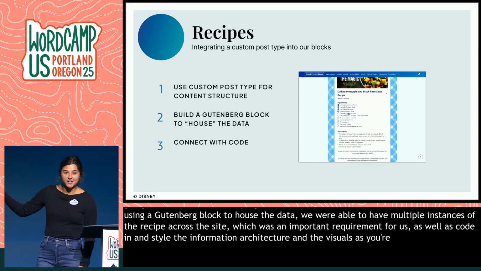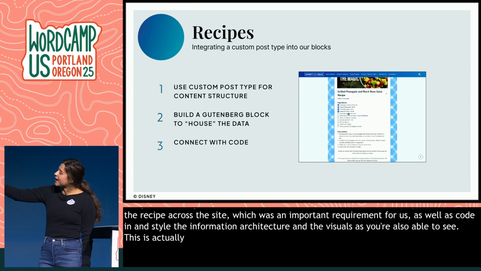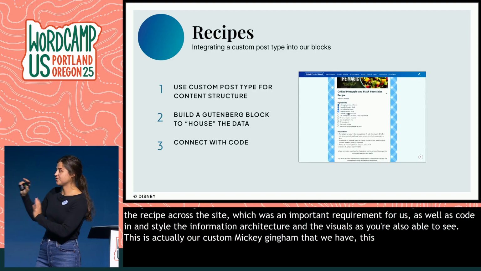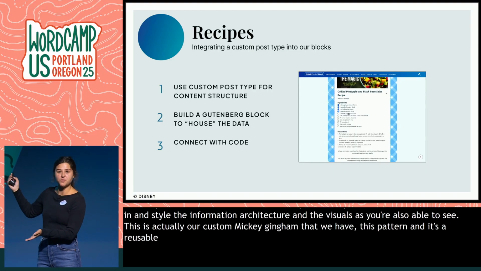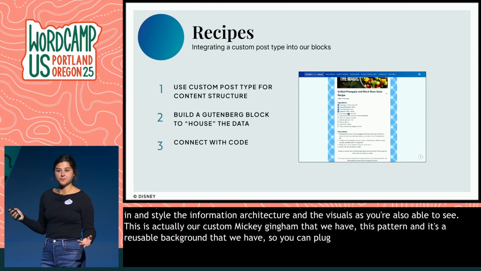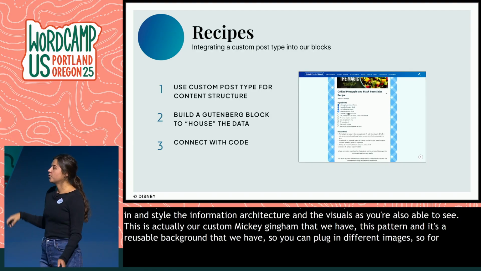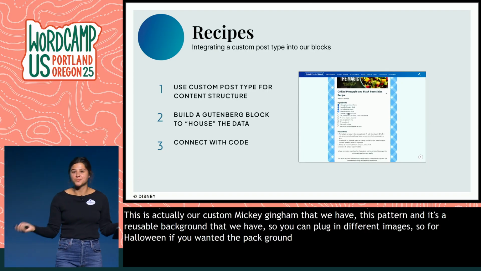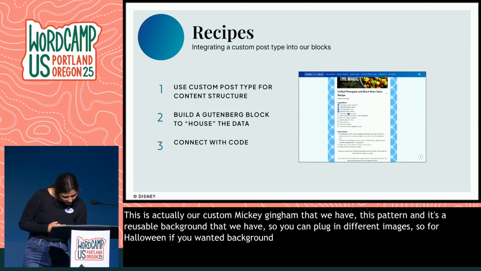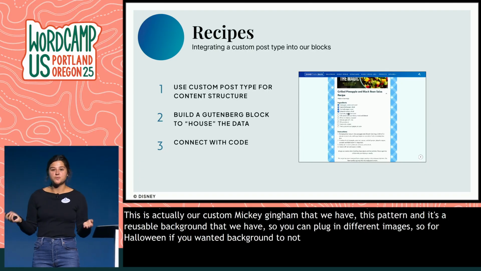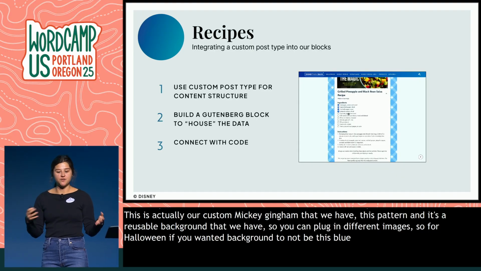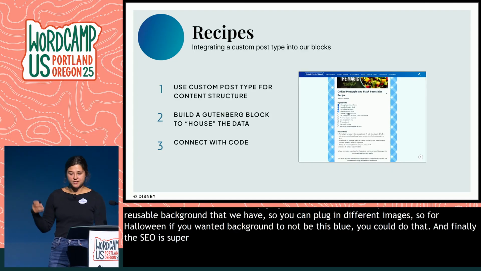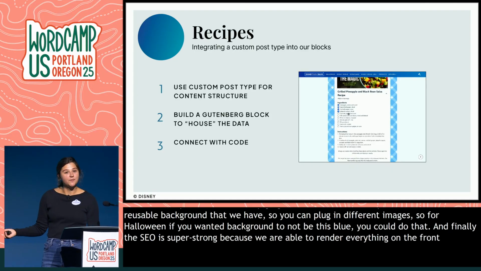This is actually our custom Mickey Gingham that we have, this pattern, and it's a reusable background that we have, so you can plug in different images. So for Halloween, if you wanted the background to not be this blue, we could change it to orange or something else so that we can kind of, again, keep with that brand theming, which is a really fun little note. And then finally, the SEO is still super strong because we are able to render everything as HTML on the front end using Gutenberg. So this is what we were able to create and how we were able to do it.